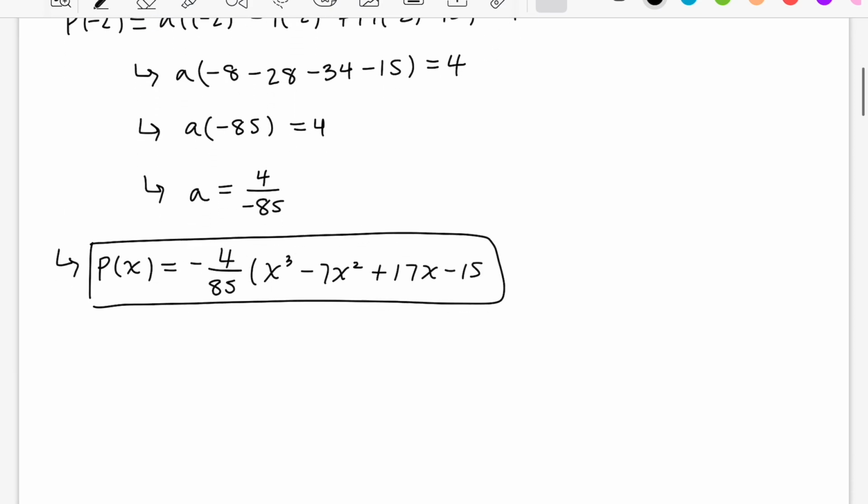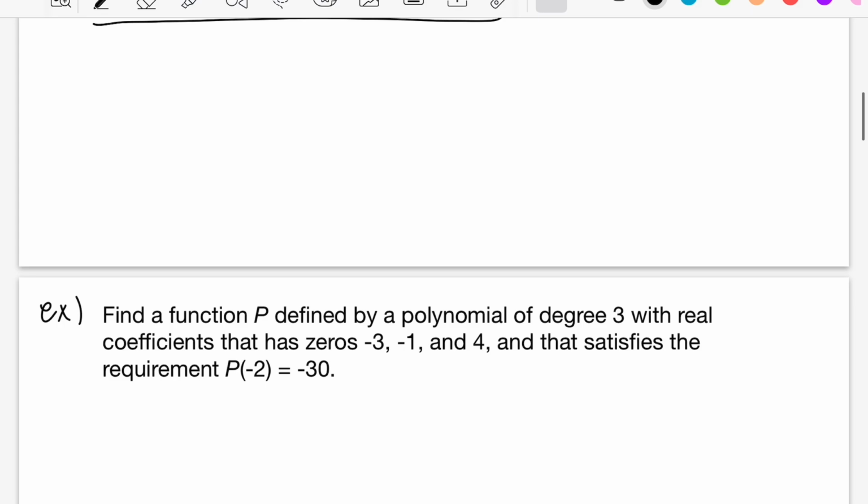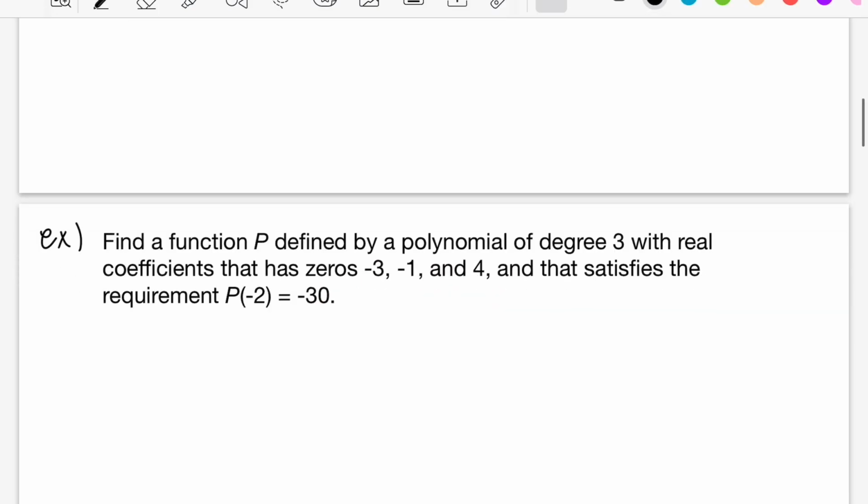Alright, so let's look at one more example. In this case, we're not going to be dealing with complex zeros. We want to find a polynomial function p of degree 3 with real coefficients that has these zeros here and satisfies this condition. So we know that if our polynomial has these zeros here, then our polynomial can be rewritten as x plus 3 times x plus 1 times x minus 4, right? Just based off of these zeros here. And the fact that our polynomial function will have degree 3, so we know it's going to have these 3 factors.